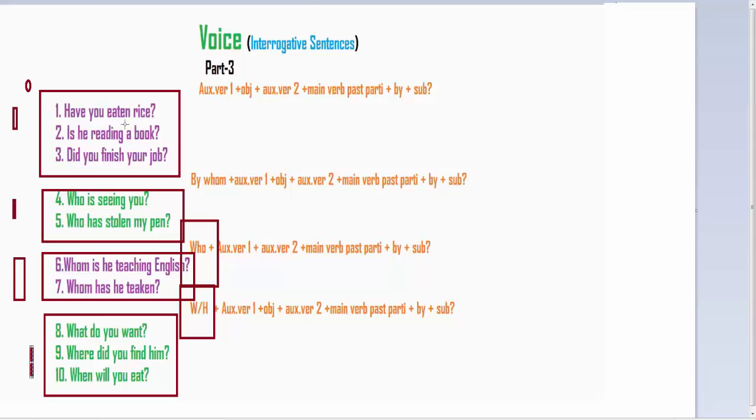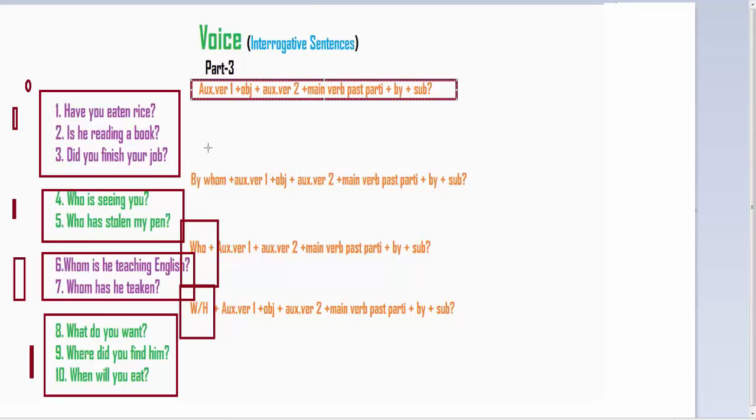The interrogative sentence which starts with an auxiliary verb: have, has, had, is, am, are, did, do, does, etc. The rule will be that at first auxiliary verb, then object, then auxiliary verb 2, then main verb past participle, then by plus subject. Auxiliary verb 1 and auxiliary verb 2. What does this mean?